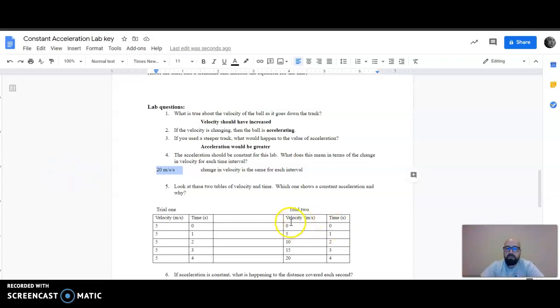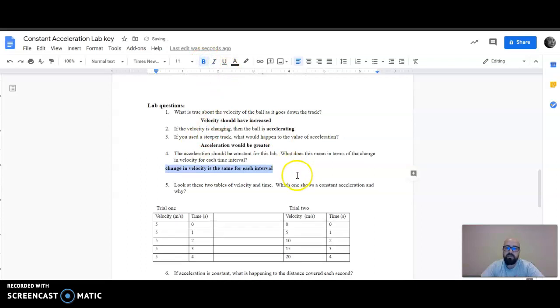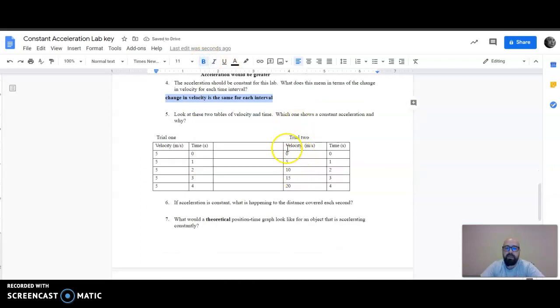We see that with this next question, because I give you a data chart to get you to hopefully think about that. And so here, which one shows a constant acceleration?